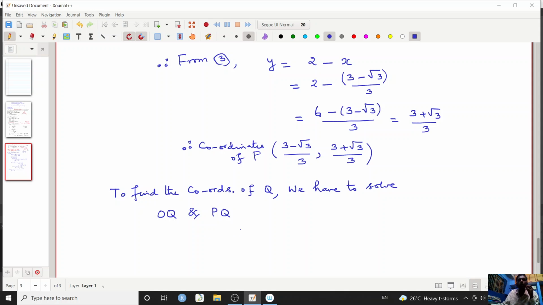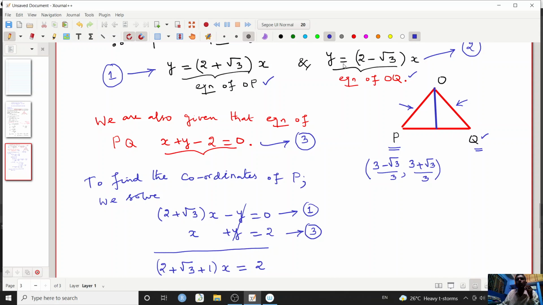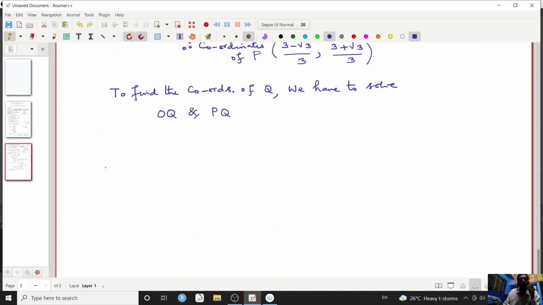So what is the OQ? Let us write down the equation of OQ. OQ is y is equal to 2 minus root 3 times x. So OQ is 2 minus root 3 times x minus y is equal to 0. PQ is x plus y is equal to 2.